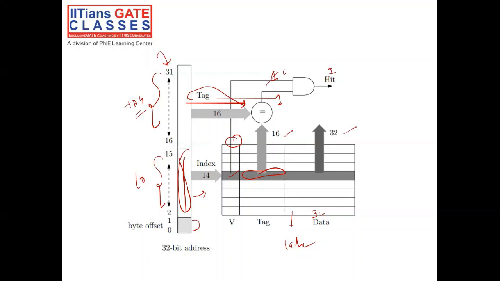Let's say the valid bit is 0. Valid bit 0 means the CPU has not referred to it. If the valid bit is 0, there is no need to compare the tag bit, and 0 will come. It's always a miss. So valid bit 0 means the cache is empty corresponding to that block. Understood? This is the visualization of the previous question.